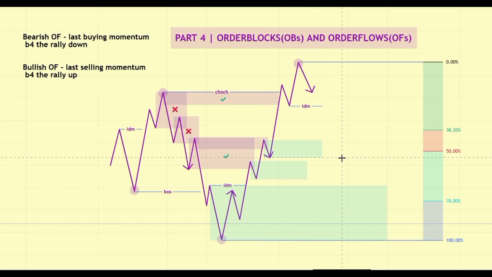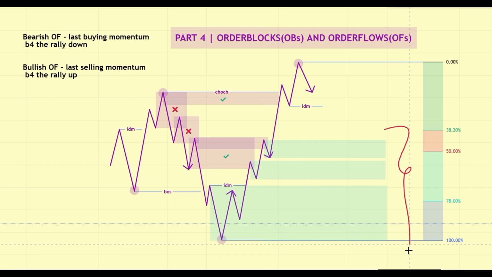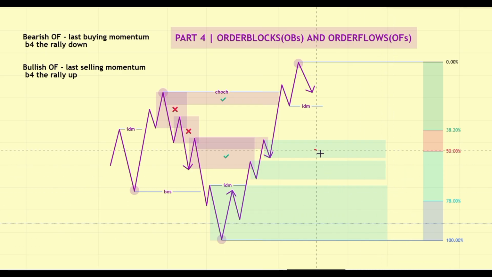All right, so now in this case, we have got 3 order flows, which are all unmitigated. And we say that all order flows need to be unmitigated to be considered valid. But now in this case, all 3 of them are unmitigated. So which one here is valid, which one should you consider to trade from if you see a reaction, and which one should you ignore? That's what I'm talking about.